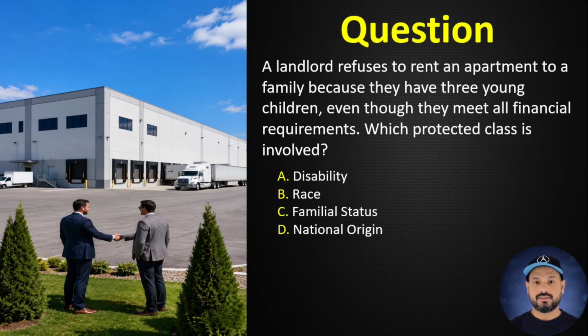Question number 7. A landlord refuses to rent an apartment to a family because they have 3 young children, even though they meet all financial requirements. Which protected class is involved? A. Disability, B. Race, C. Familial status, D. National origin. Correct answer, C. Familial status. The Fair Housing Act protects families with children under the protected class of familial status.